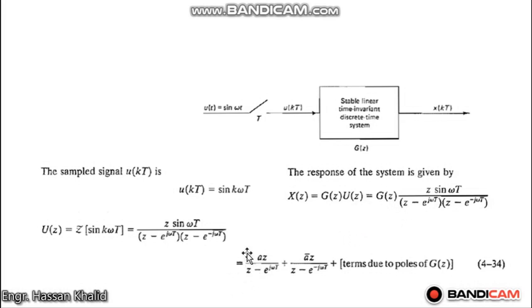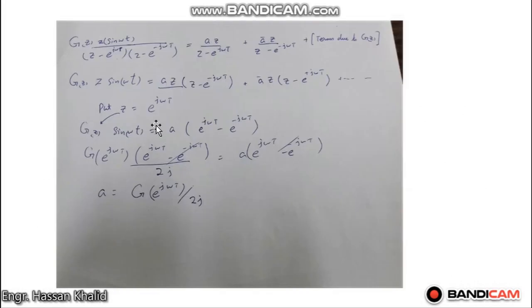By doing that, you can easily observe the two coefficients A and A dash, according to your book, plus the terms that will be involved by your system G(z). If your system G(z) is just 1, which is a constant, this whole term will simply be replaced by 1. So let's find out the values of the coefficients A and A dash.